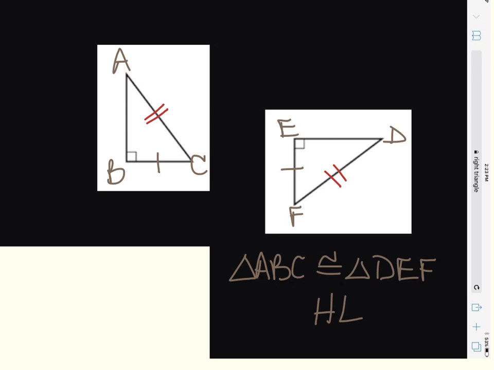Now, one of the most important things that we need to do when we're using the hypotenuse leg theorem is make sure that we state that the triangles are right triangles. We have to say that the triangles are right triangles. The definition of the hypotenuse leg theorem says if the hypotenuse and the leg of one right triangle are congruent to the hypotenuse and leg of another, then the triangles are congruent. So you have to make sure you say that.